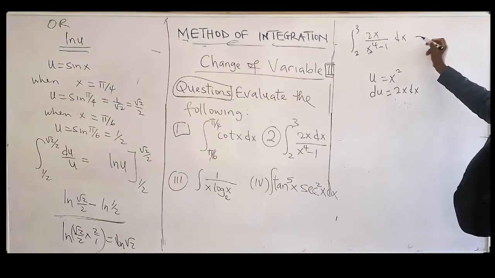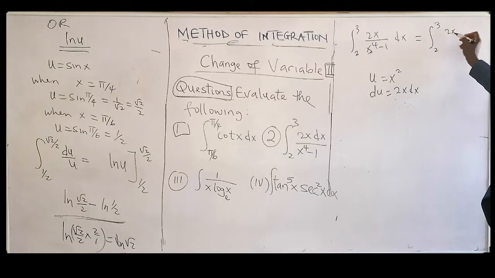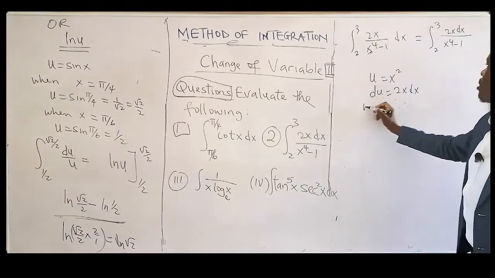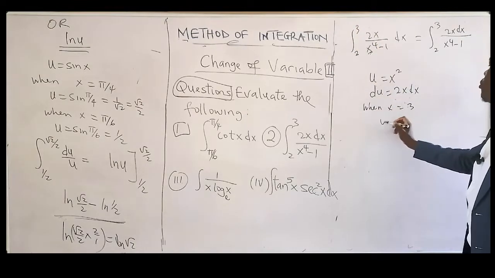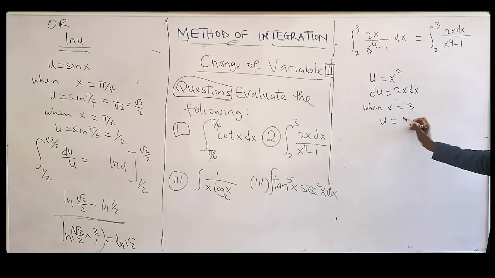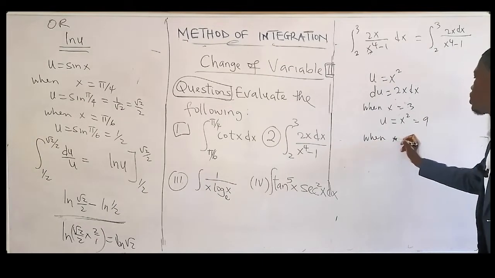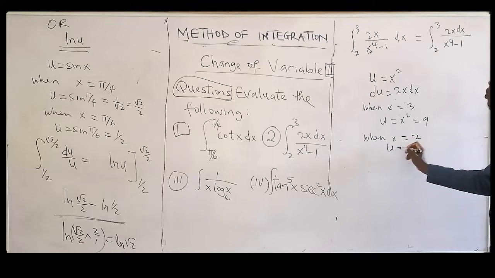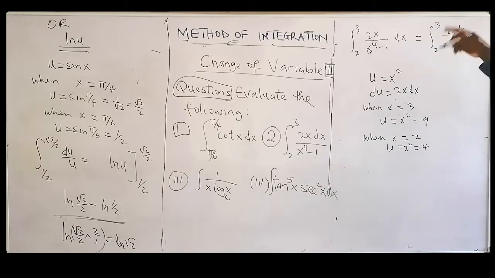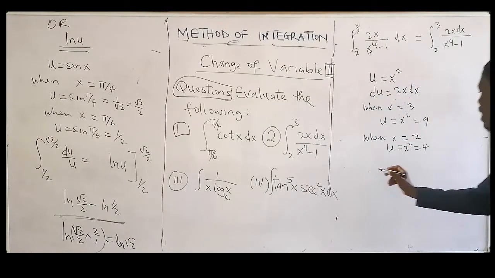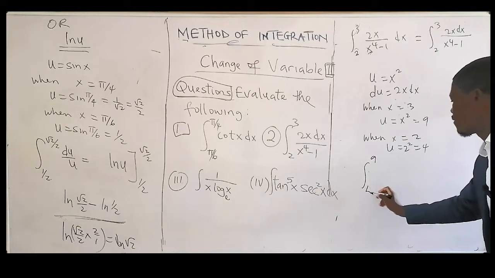And don't forget that this is 2x dx over x⁴ minus 1. So what we now do is very simple: change the boundaries. When x is 3, what is u? u will equal x squared, that's 9. When x is 2, u will equal 2 squared, that's 4. So we are changing that variable also, because those were the x values. We're changing to u now, so we have 9 here and 4 here.